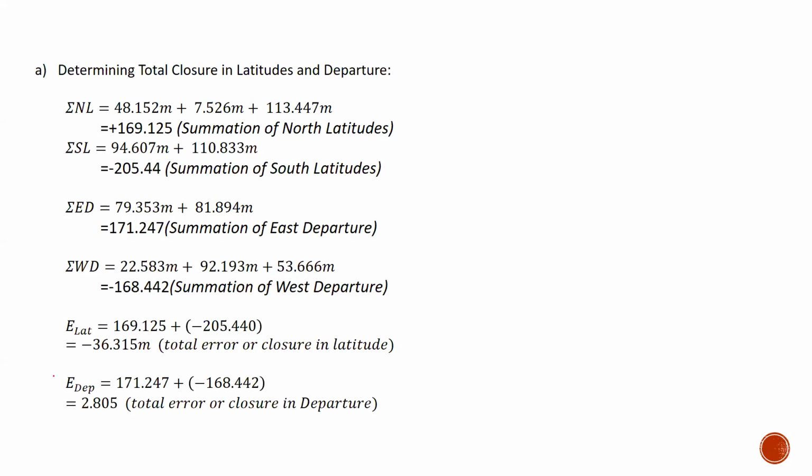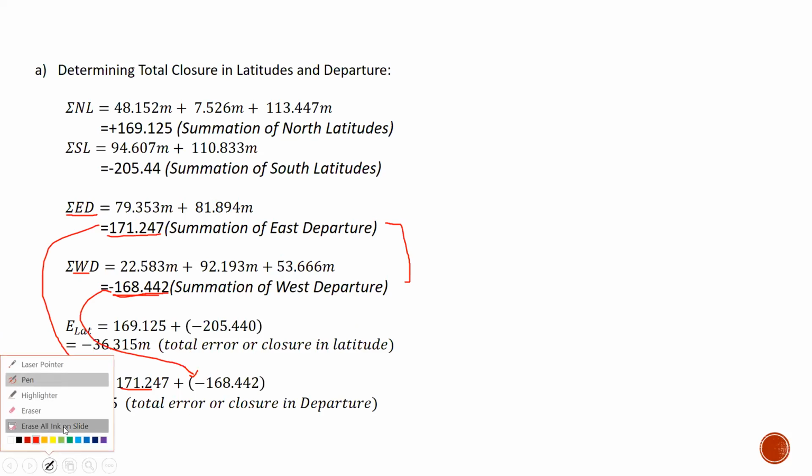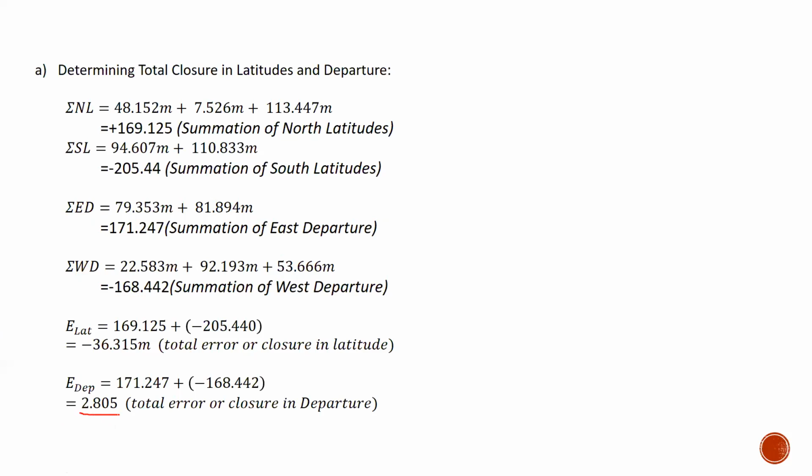Next, for the summation of the east departure and the summation of the west departure, we just simply add these two. We have 171.247 plus negative 168.442, that is equal to 2.805 meters. This is the total error or closure in departure. Is this correct? Kindly check. Yes, correct. Okay, thank you. And then, so we have error, right?